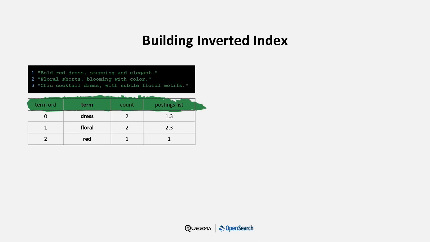So how does it look, and how is an inverted index built? We stick to the same example. Right now, I just truncated it so that we only have the document IDs and descriptions. So we have "bold red dress, stunning and elegant" as an example. And this is, of course, only a short fragment of the inverted index. I haven't built it for the whole set of 3 documents, just to keep my example short.